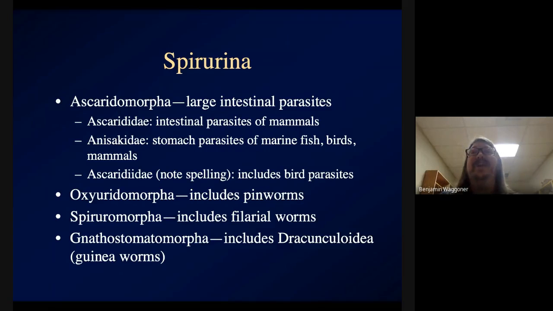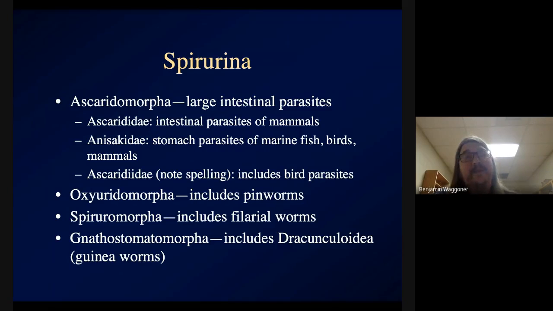Spiruromorpha includes filarial worms, like the ones that cause canine heartworm. You all have seen those by now in lab. We have those slides of the blood of an infected dog with the filarial stage inside. That also includes worms that cause severe human disease, notably one called elephantiasis. We'll get to that on Monday.